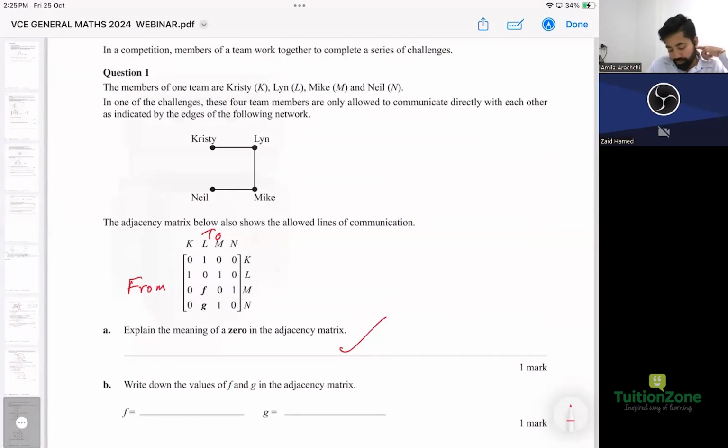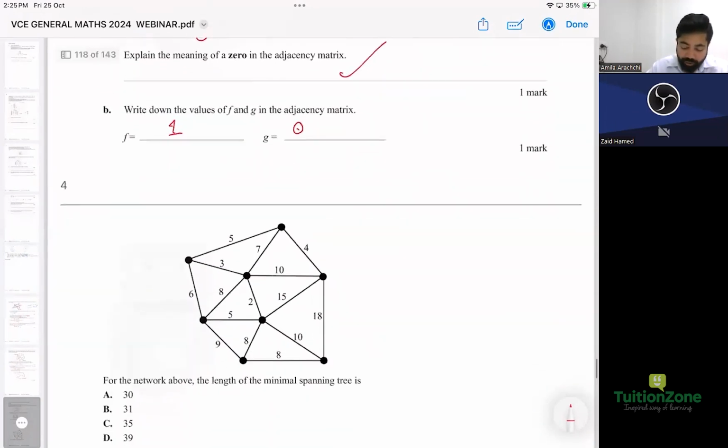So F and G. F is 1, G is 0. Sounds good. Because you can read from here to there, which is from M to L. So M to L, that's 1, definitely. And this one is from N to L. N to L, that's nothing. That's why it's 0. Perfect. All right, good. Try the number 4.